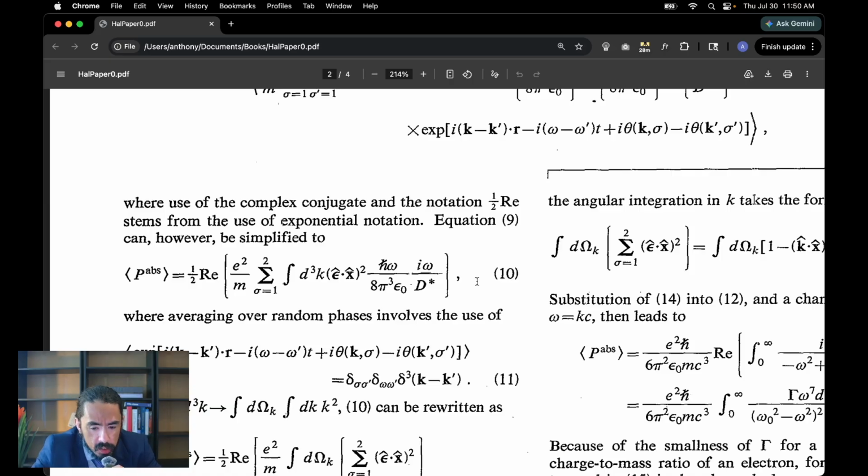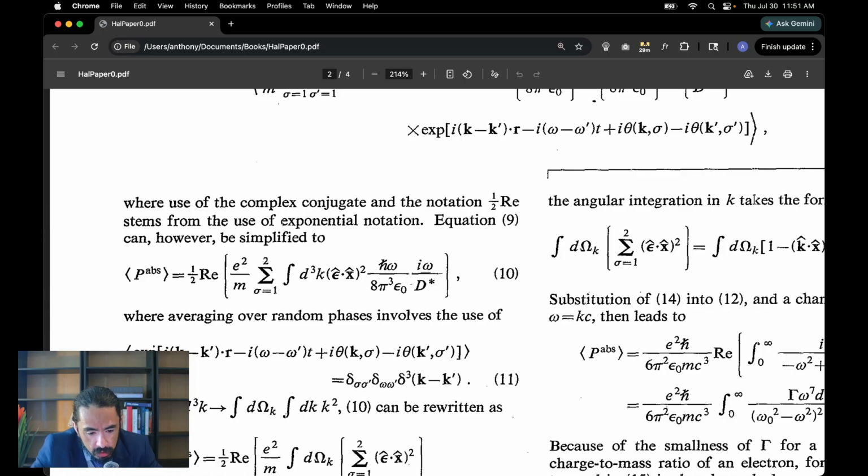So we've simplified equation 9 down to equation 10, where averaging over random phases involved the use of the relation, which is equation 11. We have the expectation of E with an exponential argument of I times quantity vector K minus vector K prime closed quantity dot product with vector R minus I times quantity omega minus omega prime closed quantity times T plus I times theta in terms of vector K and sigma. Then we have minus I times theta in terms of vector K prime and quantity sigma prime. That concludes the argument of the exponent.